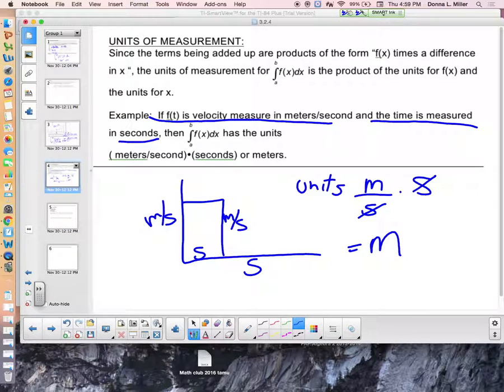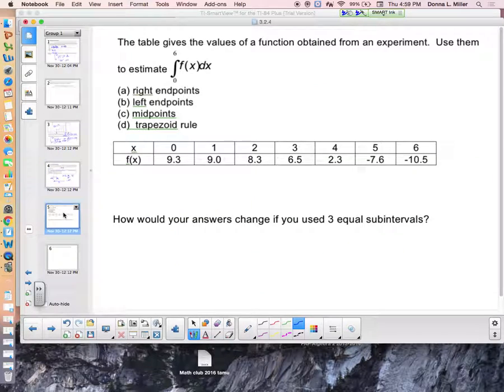So pretty much it's the units of f of x times the units of dx. That's what we're doing. We're multiplying these two units together. Okay? And the integral represents a net change, with how many meters have been traveled from that amount of seconds. All right. The table gives a value of a function obtained from an experiment. Use them to estimate the integral from 0 to 6.